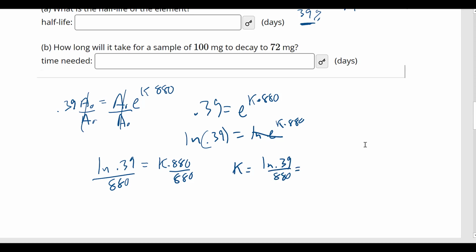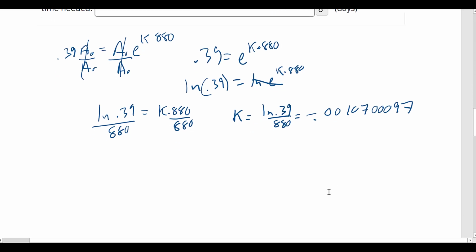To get our approximate, we put it in our calculator, and I get negative 0.00107 00097. Now, the amount at time t is going to be our initial amount times e to the negative 0.00107 00097 t. So now to ask, what is the half-life of this?